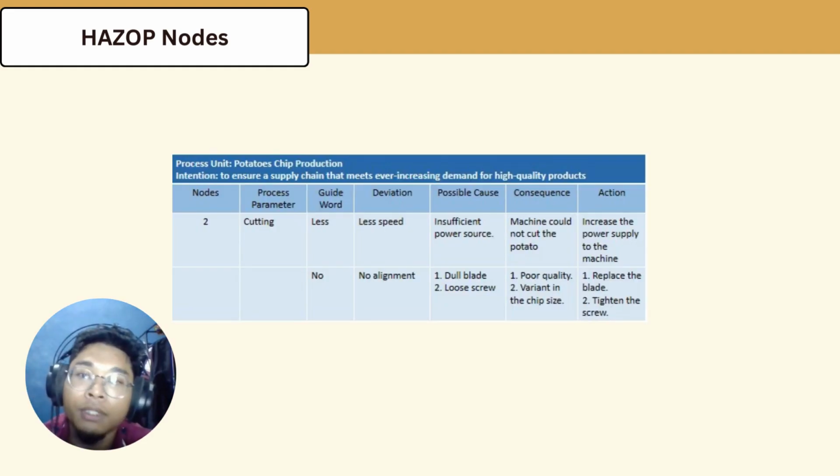For the second note, which is cutting, the guide words are also two, which are less and no. For the deviation less, it is less speed, which might be due to the insufficient power source, which might cause the machine to not be able to cut the potato. The action that should be taken is to increase the power supply of the machine. The second one is no, where the deviation is no alignment, which might be due to the dull blade or loose screw. So the consequence is the poor quality of the chips that have been cut or variance in the chip size. The action that should be taken is to replace the blade or tighten the screw.